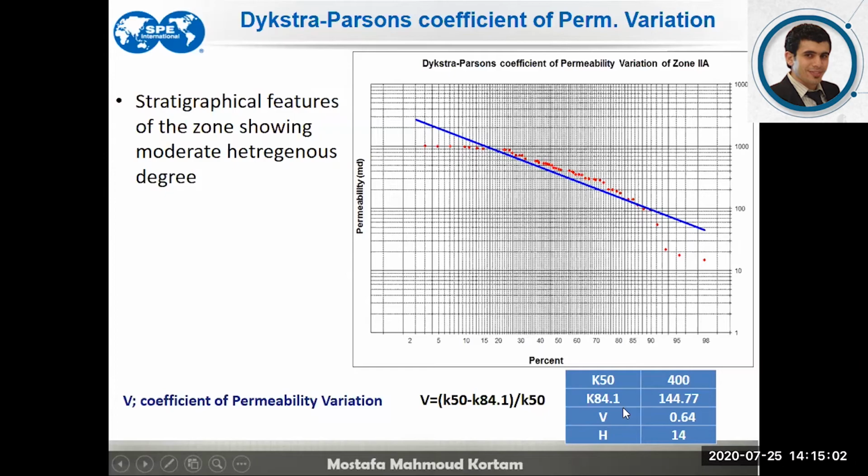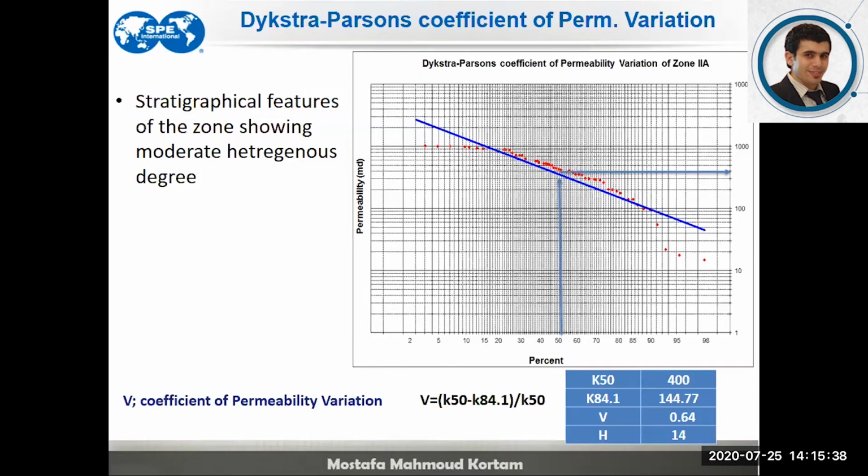And the extraversion coefficient suggests that if we take the permeability that represents 50% of the system, minus the permeability that represents 84% of your system, and divide it over the permeability that comes from 50% of your system, it would generate the extraversion coefficient, and that term represents how heterogeneous your system is.